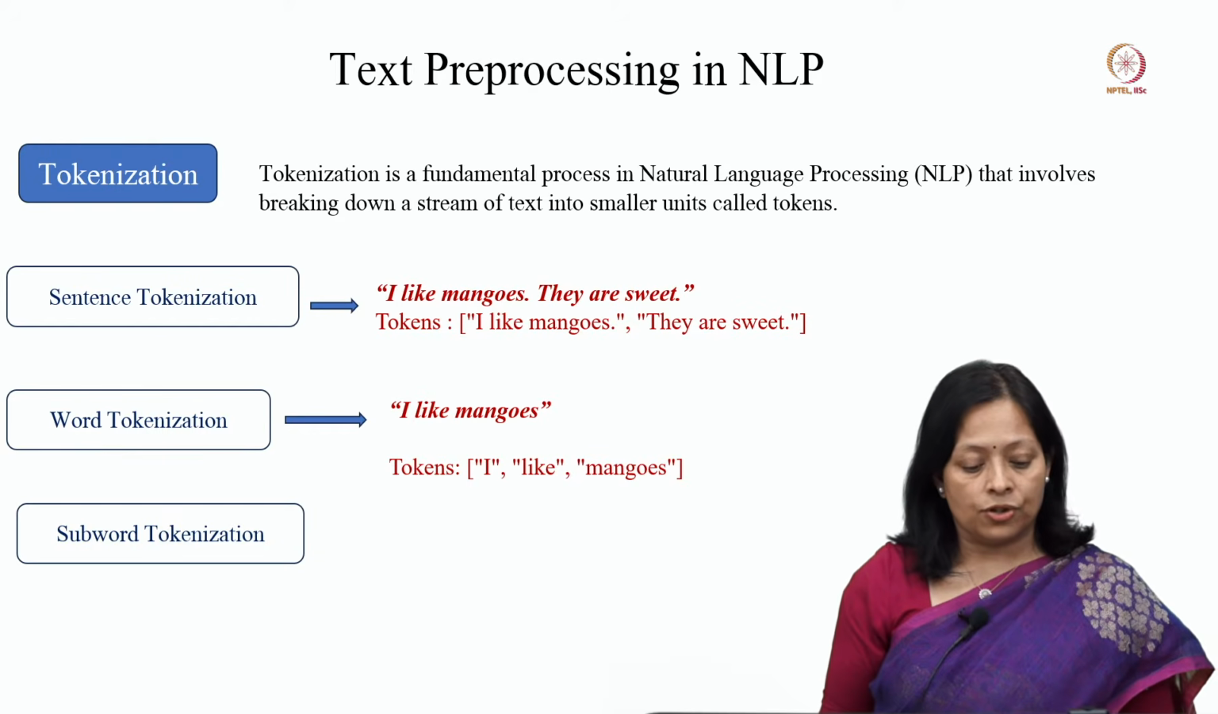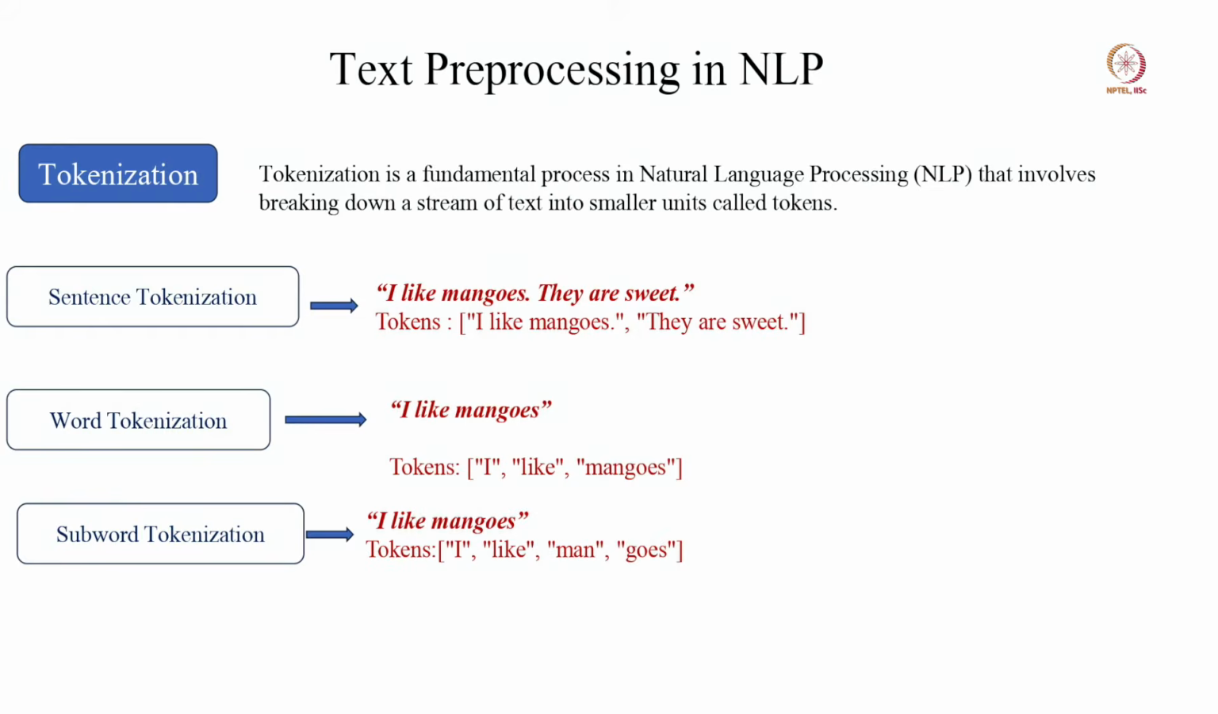Subword tokenization. What is that? I like mangoes. If I do subword tokenization, that means breaking a word into 2 chunks. So I will remain as I, that's a separate token. Like will remain as like, a separate word token. Mangoes becomes mang and then goes. So these are 2 separate tokens, mang, goes. That is called subword tokenization.